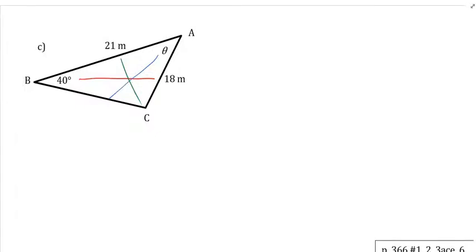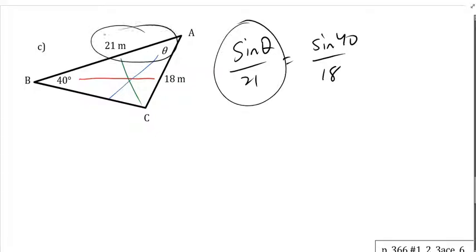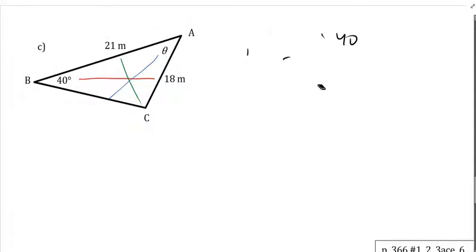So don't write this down. Here's the mistake that people would do. They'd go sine theta over 21 equals sine 40 over 18. Why is that wrong? 21's not across. Those are not across from each other. So that's not how the sine law works. So this whole thing is wrong. We are looking, so what do I do? What can I do?